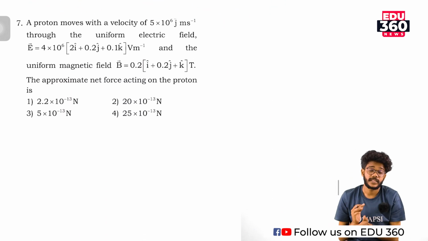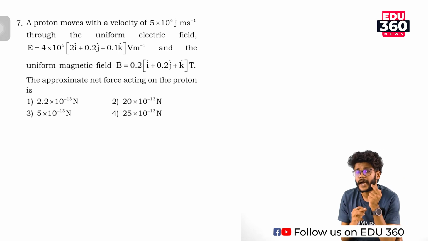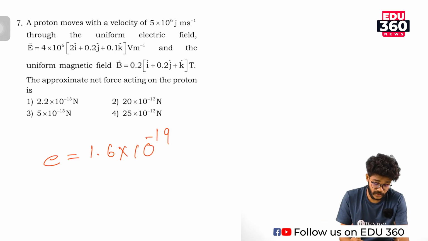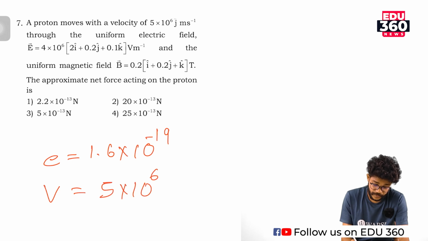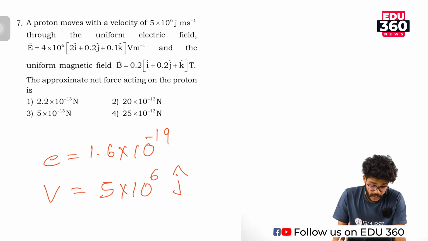So we can move to the seventh question. A proton moves with a velocity. So I think we have to write the charge of proton. Charge is 1.6 into 10 raised to minus 19. It's the same magnitude as the charge of an electron, but it is a positive charge. And velocity is given as 5 into 10 raised to 6 j, that means along the y axis, through the uniform electric field.